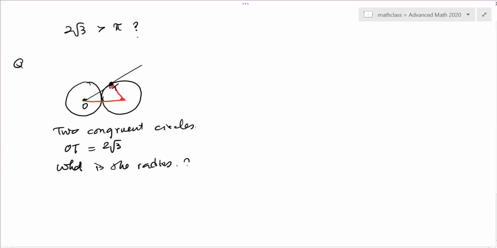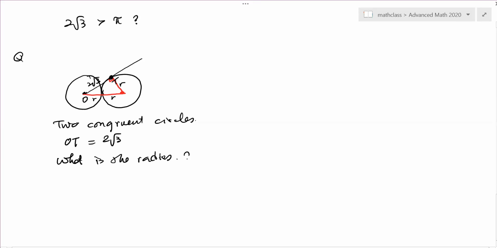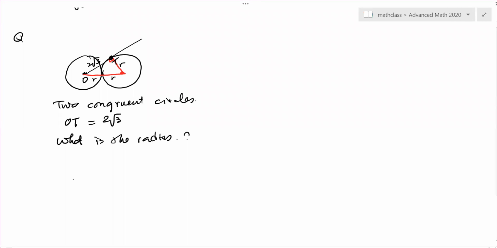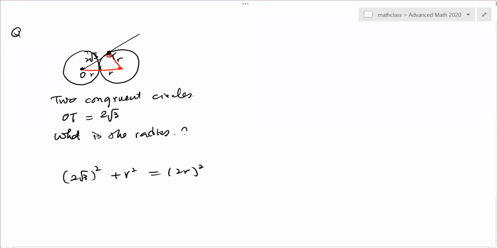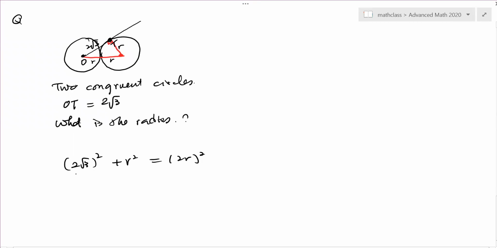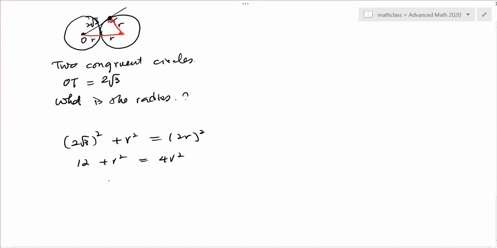Then the radius is unknown, so you put a radius here. Here's R. Here it's 2 square root 3. So now for this right triangle, you can apply the Pythagorean theorem. So (2 square root 3) squared plus r squared equals (2r) squared. Okay, so here you get 12, plus r squared, equals 4r squared. Now I have 3r squared equals 12, r squared equals 4, r is going to be 2. Good.